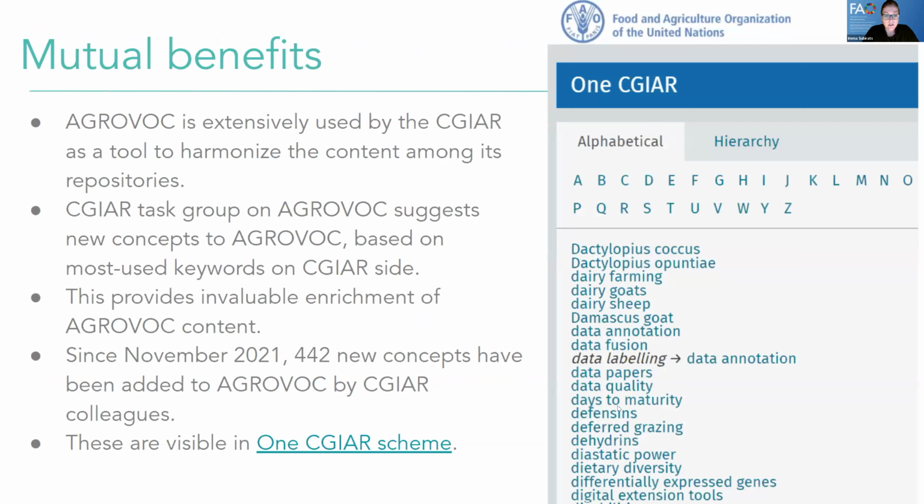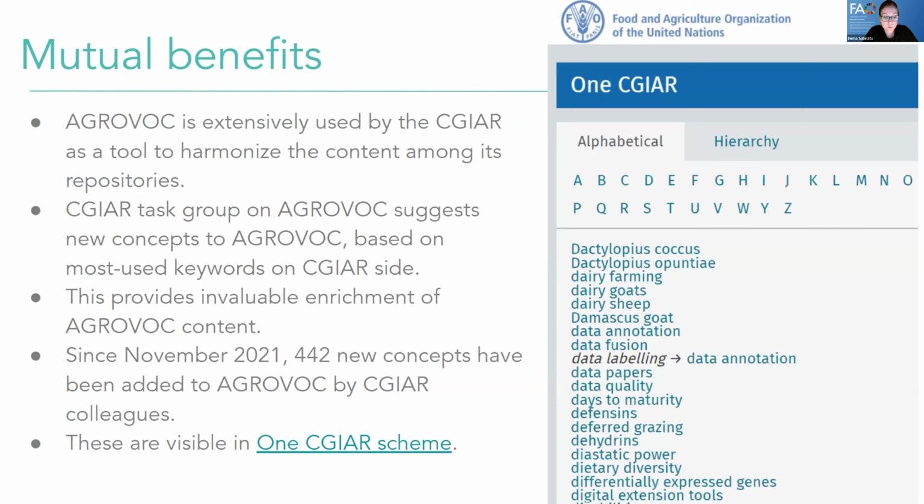There are lots of mutual benefits. First of all, Agrovoc, as far as we know, is extensively used by the CGIAR as a way of harmonization of content among its repositories. The CGIAR task group on Agrovoc, which Sara and Sara from ICARDA will present today, suggests new concepts to Agrovoc based on the most used keywords on the CGIAR site. This provides very important enrichment to Agrovoc.